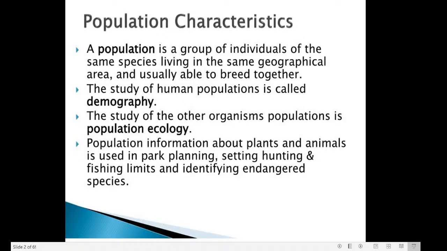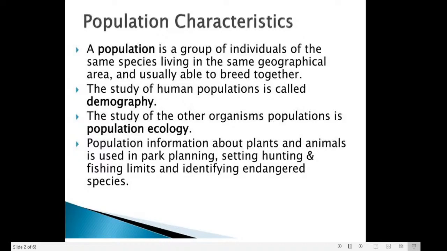Likewise, animals like elephants and tigers are all grouped. A population is a group of individuals of the same species living in the same geographical area. This is very important in population characterization. The individuals of the same species live in the same geographical region, and they can breed together.